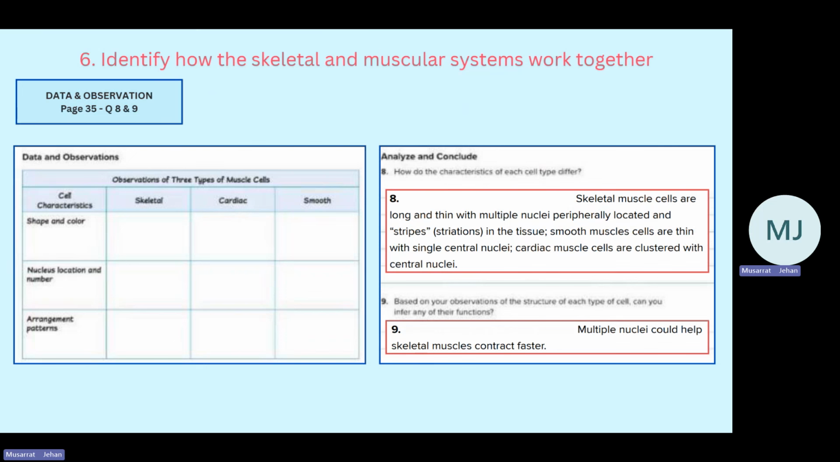So where can we find skeletal muscles? Skeletal muscles can be found in our arms and our legs, because they are attached to our bones. Smooth muscles are found in the internal organs of our body, like our stomach, our blood vessels, our digestive system, and cardiac muscles are found specifically in the heart.